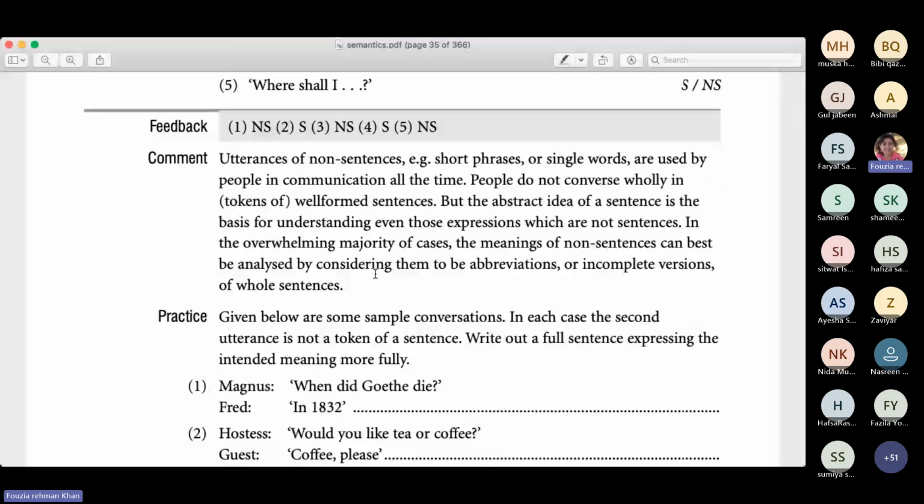Utterances of non-sentence, short phrases, or single words are used by people in communication all the time. People do not converse wholly in tokens of well-formed sentences, right? When we are learning English in our school and in our undergrad classes, you would remember that the teacher asks you to answer the question with yes or no, put a comma, and then copy from the sentence, from the question, sorry. And the simplest example is that when we are taught how are you, we are told that the answer is I am fine.